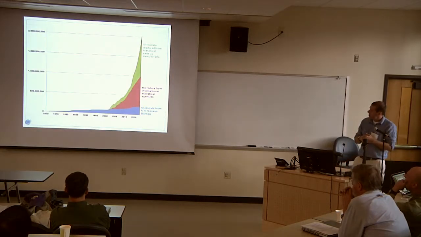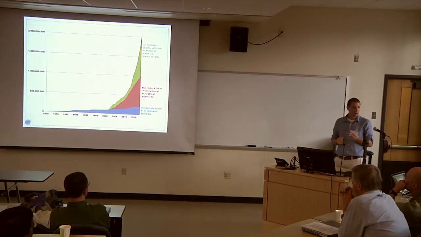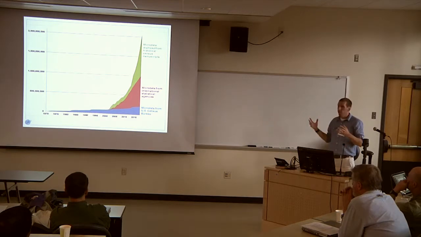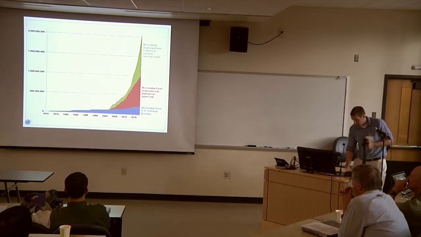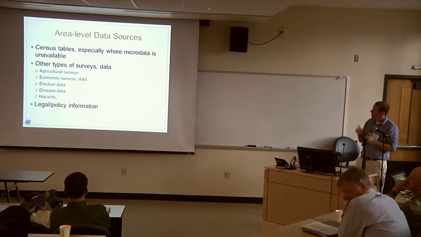This is where we're headed. By 2018, we expect to have 2 billion person records of data for the US and all over the world, and all of which has some kind of geography associated with it. I'll get to that in a second.